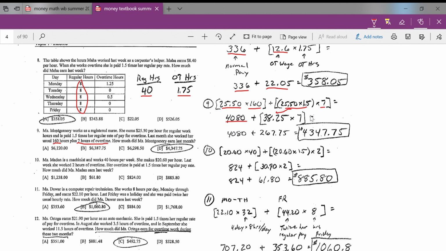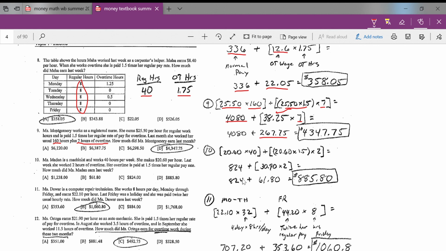Okay, and that gets brought down here. So for her overtime, she gets paid $38.25 an hour instead of the $25.50, because $25.50 times 1.5 is $38.25, times 7. Because she did 7 overtime hours, so that's an additional $267.75. We add that to the normal pay of $4,080, and we get $4,347.75.